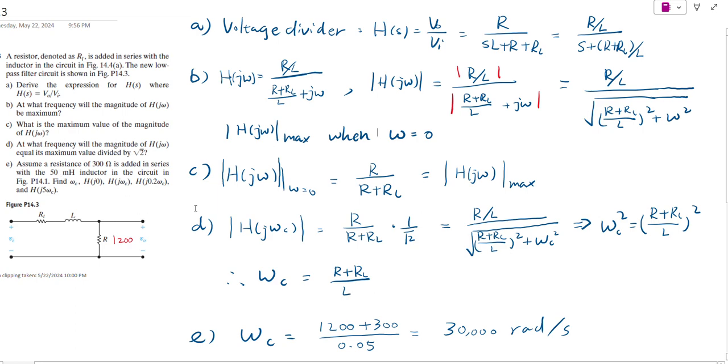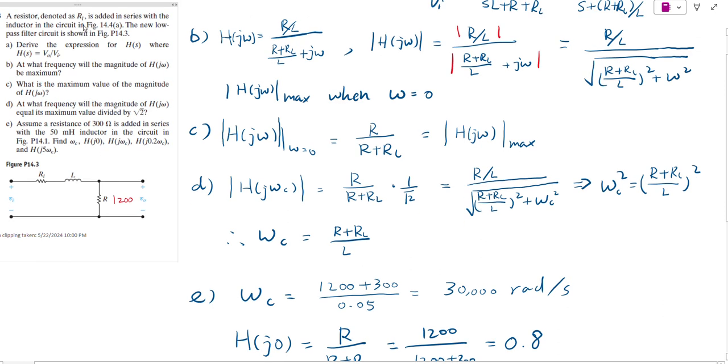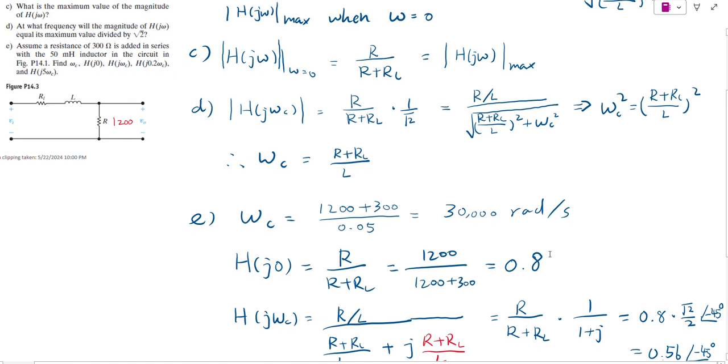The last part, for E, if we're given some numbers, like for this resistance, RL, and for the inductor, and this RL is from a previous question so it's missing here, so 1200. If you know all of them, then omega c can be calculated. Omega c is R, 1200 plus 300, divided by L, 0.05, then we got this cutoff frequency.